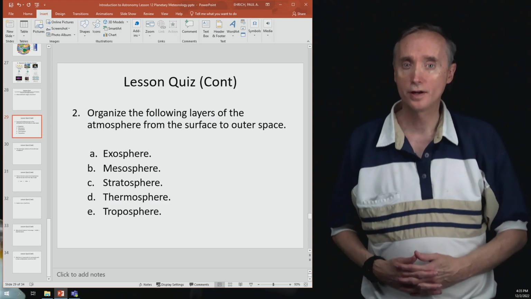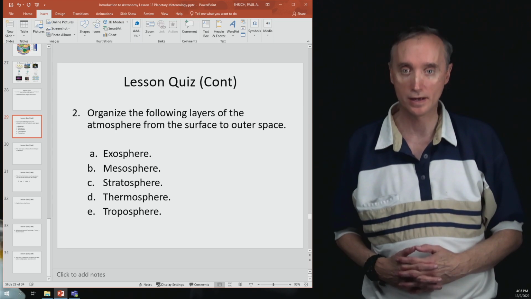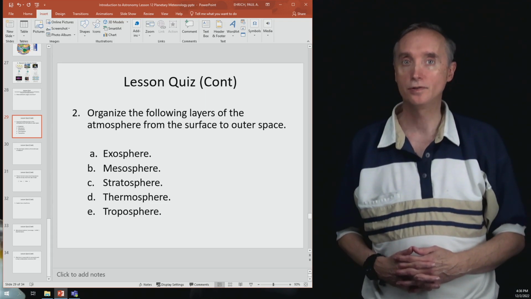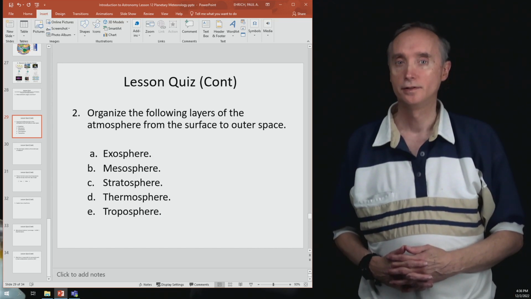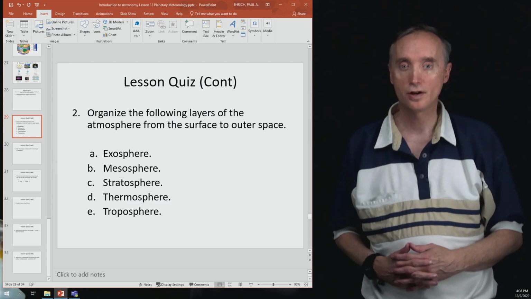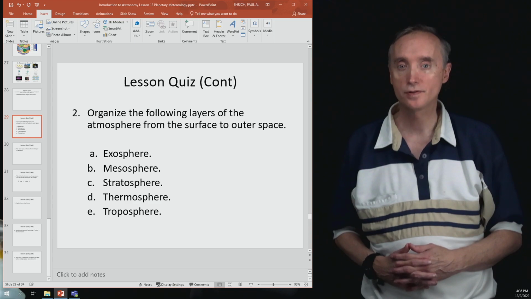Number 2, organize the following layers of the atmosphere from the surface to outer space. So we're going to start with the lowest layer, which is where Earth's weather takes place. That's going to be the troposphere. And then on top of it was the stratosphere. Okay, and then what was on top of the stratosphere? We didn't really talk about it, but the mesosphere. And then on top of that was the thermosphere. And then finally the exosphere.